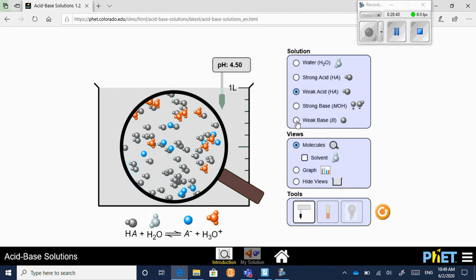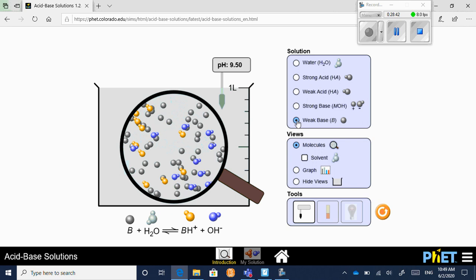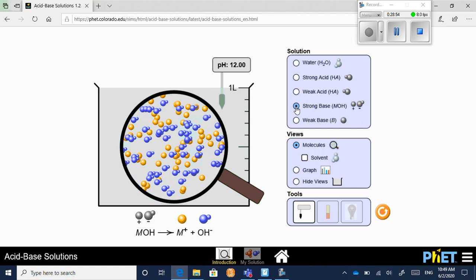Look at this. What about a weak base? Now I'm over 7. So 7 is the dividing line. 7 is neutral. Below 7 is acidic. Above 7 is basic. Let's check out a strong base. Oh, it goes up to 12. And you can even go up to 14, but a strong base has a pH here of 12.